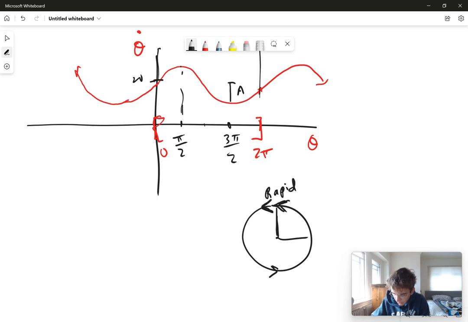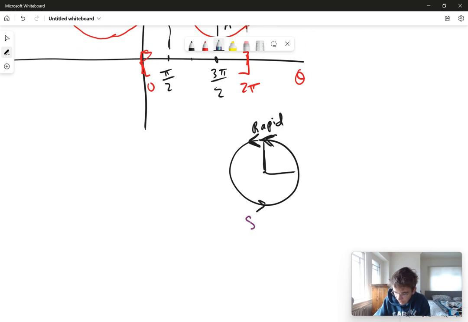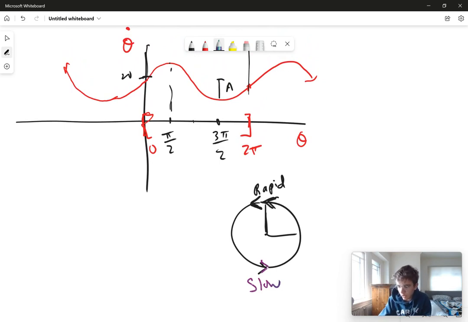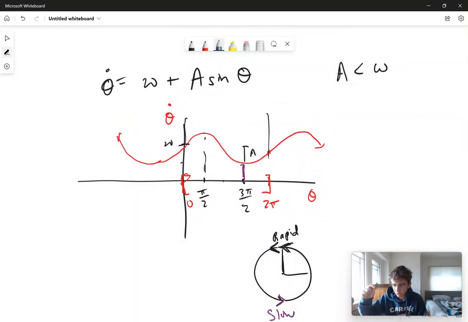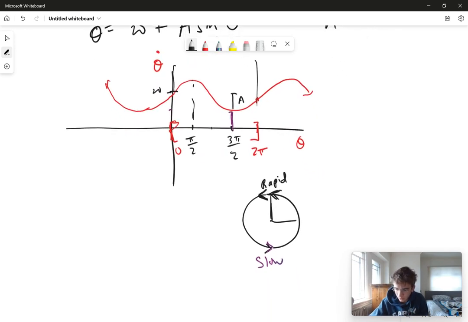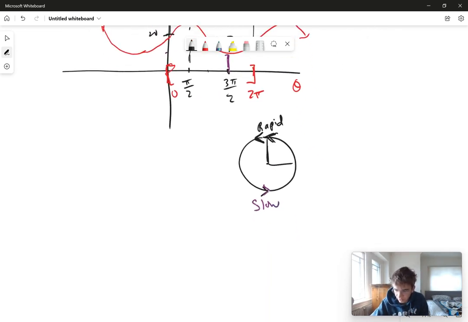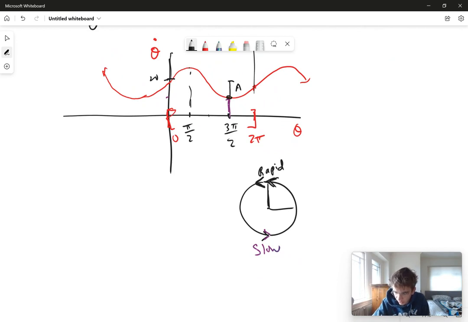So I'll put a double arrow. And then the flow slows down near 3 pi over 2. As you can see, the actual value of theta dot is much smaller when the sine is at its minimum value, okay? And so as we lower the f of theta here, which corresponds to shifting omega up and down, as we lower this curve, then essentially we're going to get a saddle node bifurcation precisely when this minimum hits the x-axis, all right?